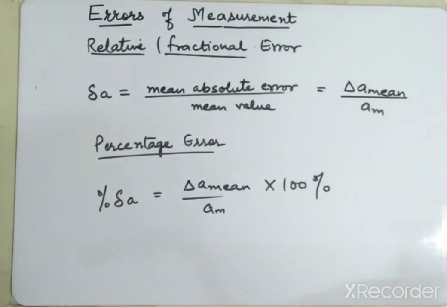So this is how we calculate the absolute error, mean absolute error, and relative error along with the percentage error.